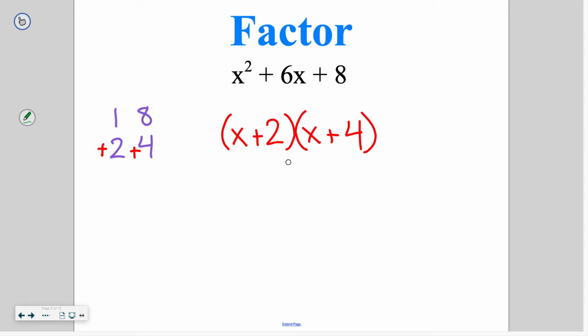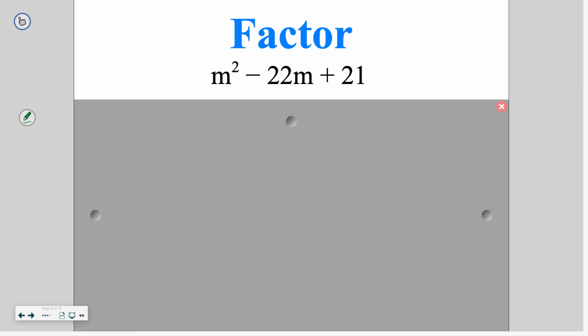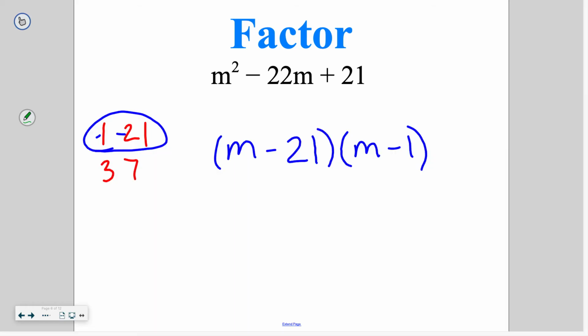It doesn't matter if you write it as x plus 2 first or x plus 4 first, as long as you have both pairs. Go ahead and try this one on your own. This time our factor pairs are 1 and 21, 3 and 7. I need to add up to a negative 22, so that's going to be a negative 1 and a negative 21. So we've got m minus 21, m minus 1, or if you flip-flopped it and wrote m minus 1, m minus 21 in that order, that is totally fine as well.